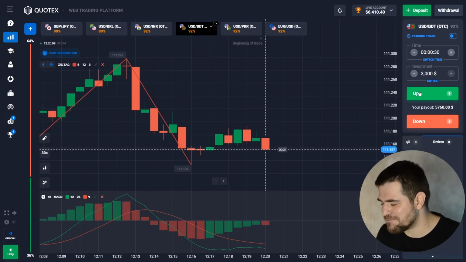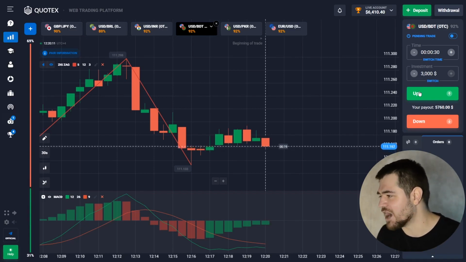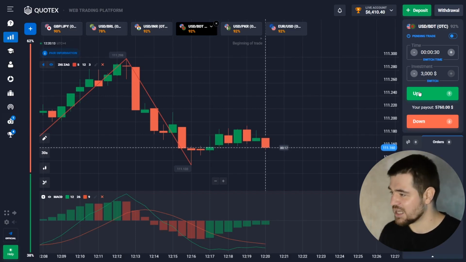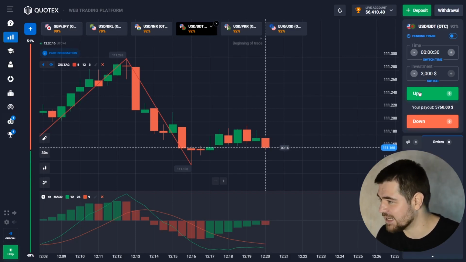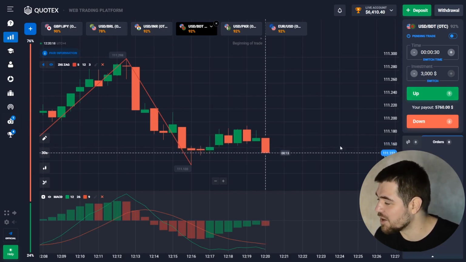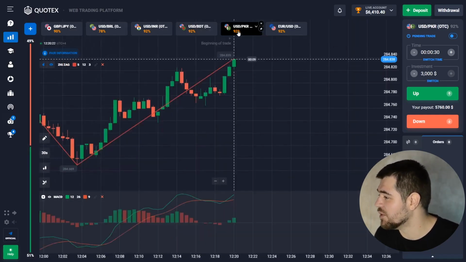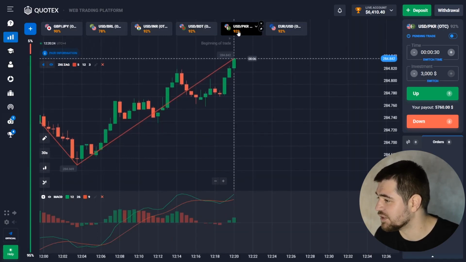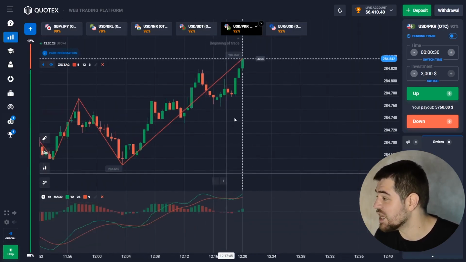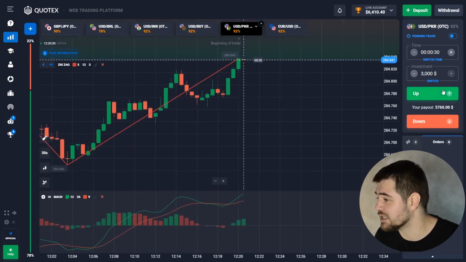Okay, we just made the profit out of this as well, and it's 6,410. As you can see, amazing profit already. Let's jump to the next currency. So here again we just broke through a resistance level, so this is a really good sign to go up.